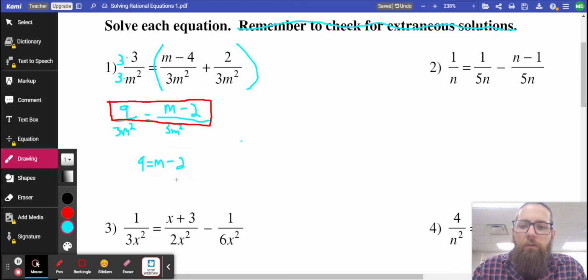If I were to solve this for m, I would add 2 to both sides. And I get 11 equals m, or m equals 11. And that's my answer.